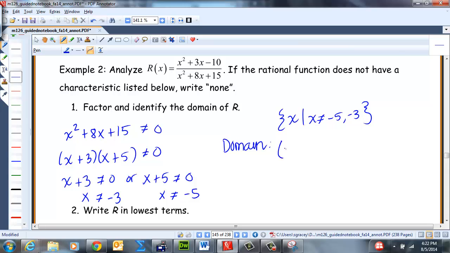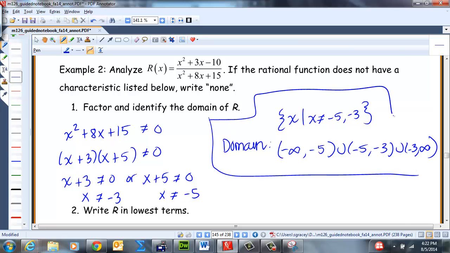And in interval notation, you'll have 3 intervals. So minus infinity to minus 5, union minus 5 to minus 3, union minus 3 to infinity. So there's our domain.